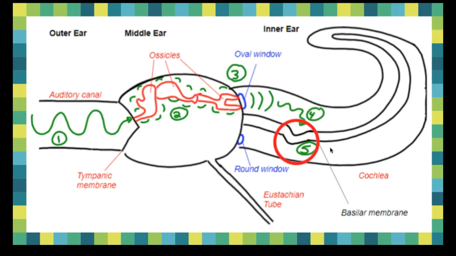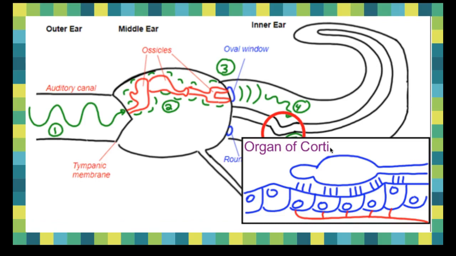So inside the basilar membrane, it's actually called the organ of Corti. Now, I don't know about you, but that's the greatest name I've ever heard for a Pirates of the Caribbean movie or possibly a Harry Potter movie.